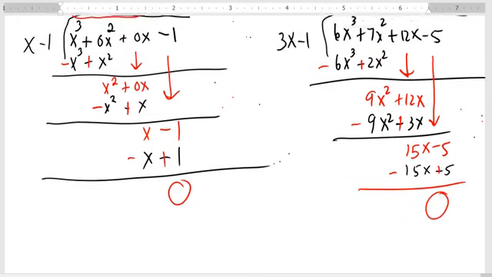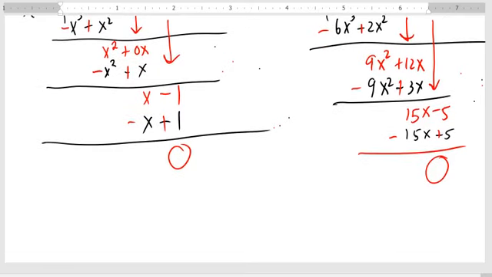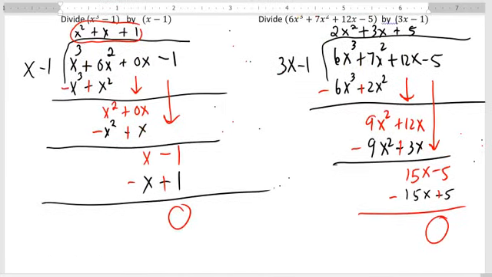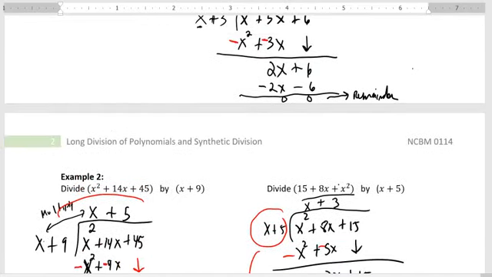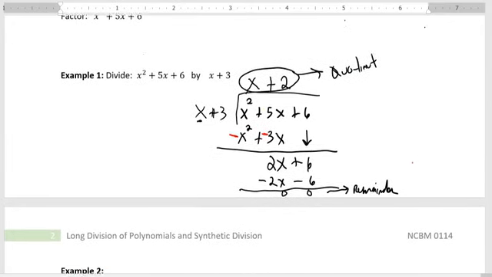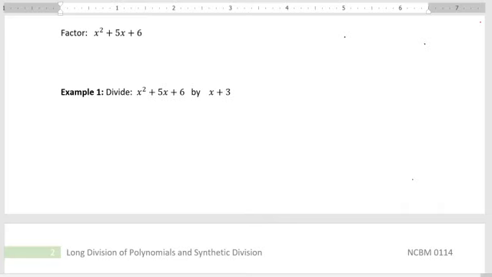So we don't always get remainder of 0, but in these examples, we do get remainder of 0. Okay, so these were examples using long division. So now I'm going to do an example using synthetic division. And I'm just going to use this same problem here.